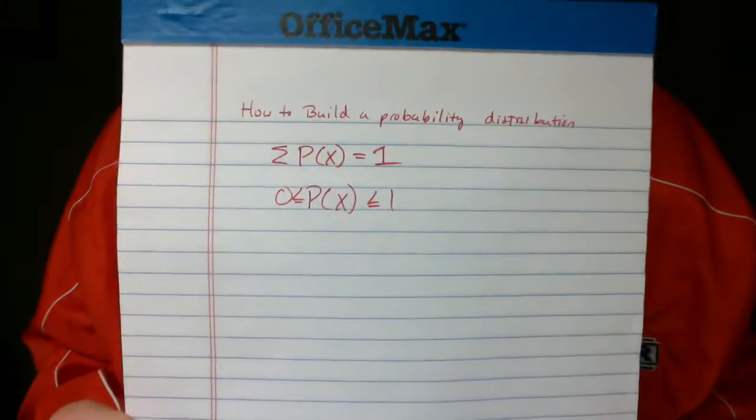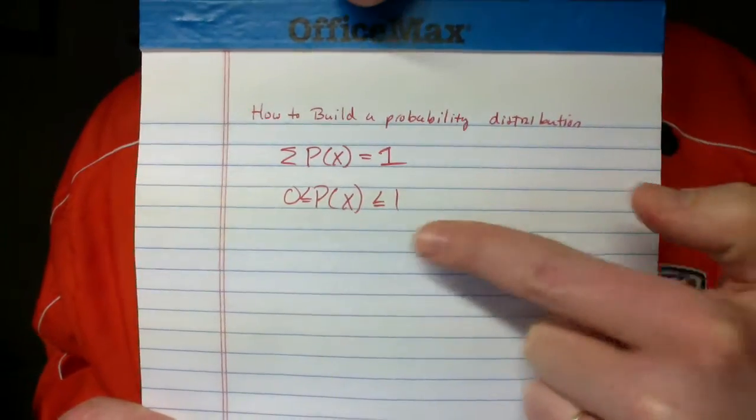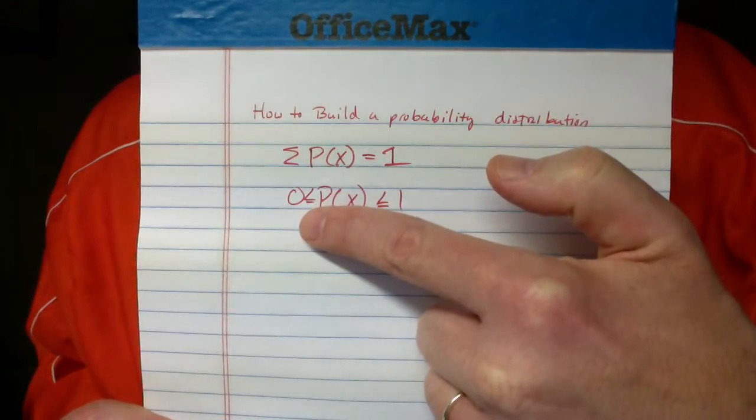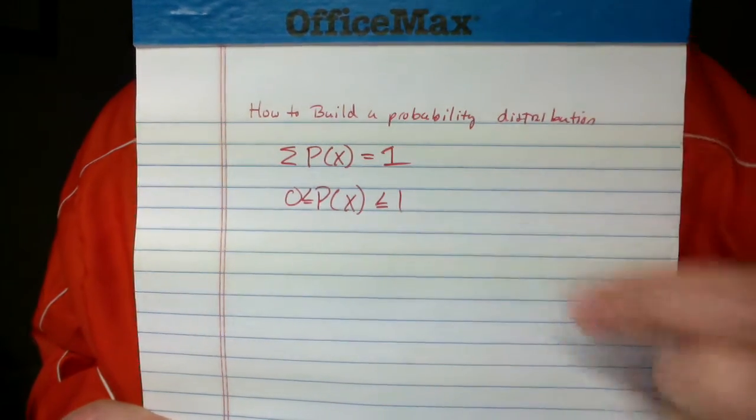Each probability of each event has to be between 0 and 1. Okay, so an individual event can have a probability of 0, which means it won't happen, and a probability of 1, which means it has certainty.